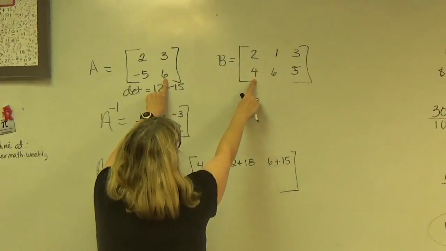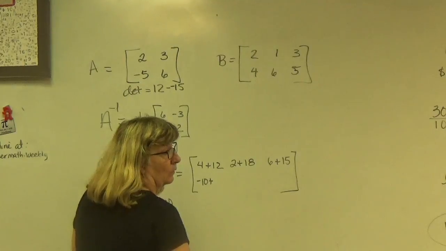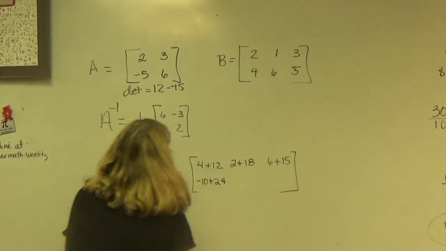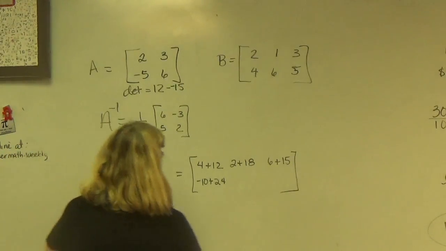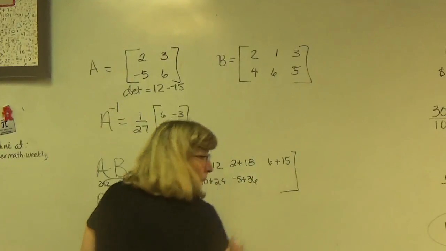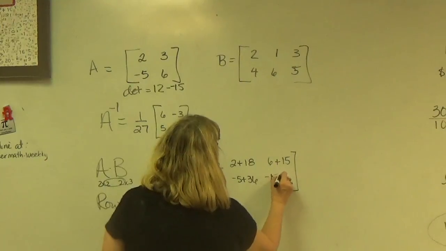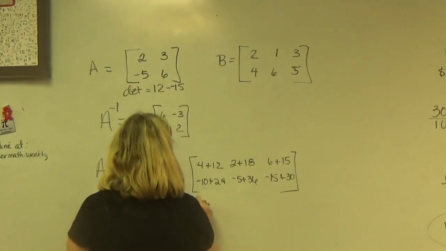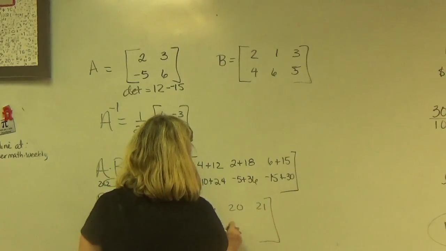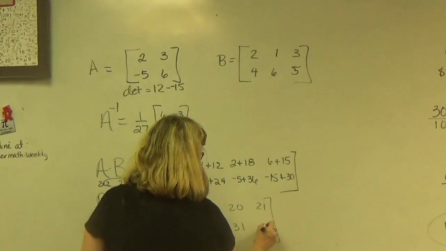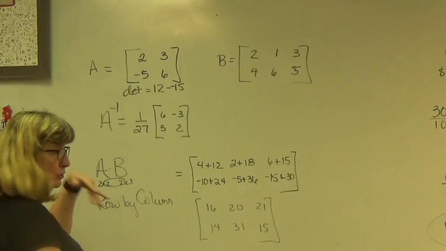I agree with the negative 10, but remember, I get the same thing. Plus 24. That's good. And Spencer, what about row two, column two? Negative 5 plus 36. And Josie, row two, column three. Negative 15 plus what? 30. Thank you. 16, 20, 21, 14, 31, 15. Okay, so we can add, we can multiply, we can do inverse matrices.